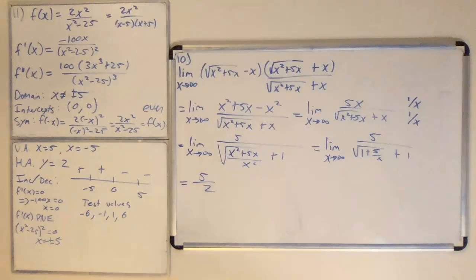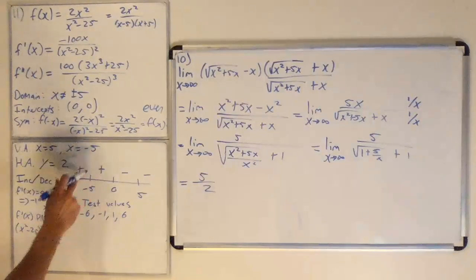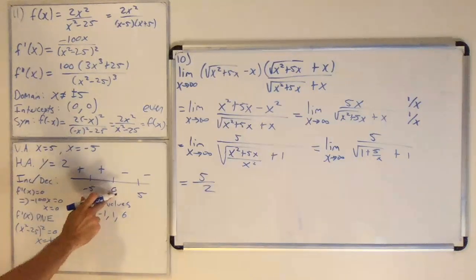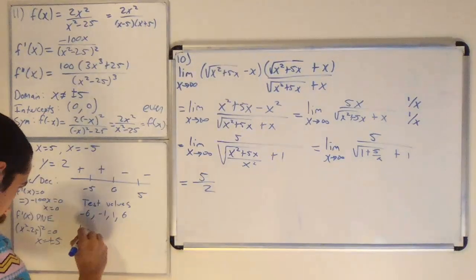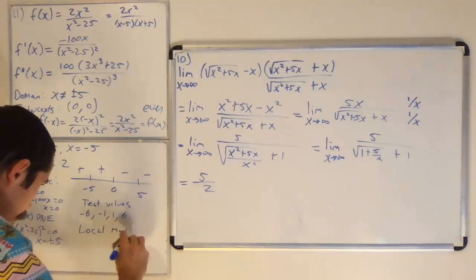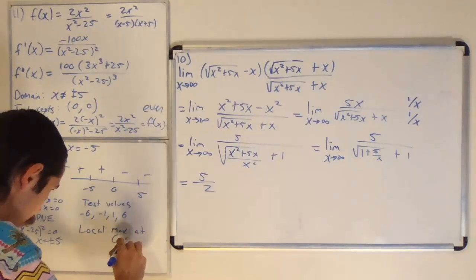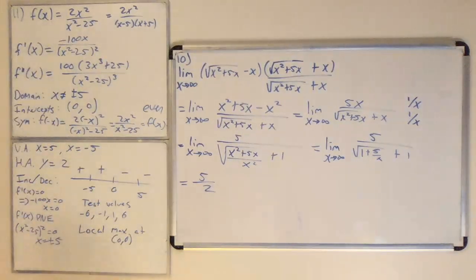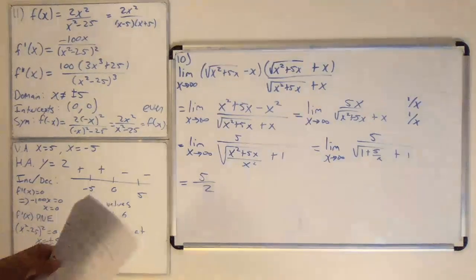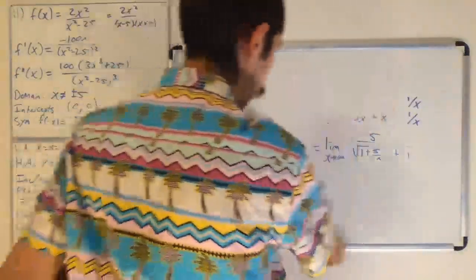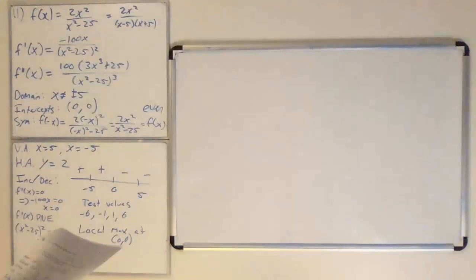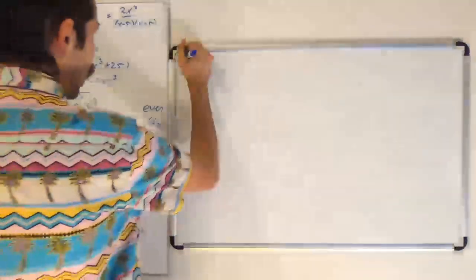Okay, now we want to check local max, local min. So our function goes from increasing to decreasing at 0, 0. So 0, 0 is a local max. Okay, now we'll do the same thing with the second derivative. So this is concavity.